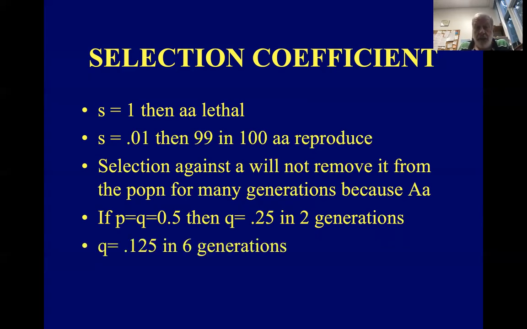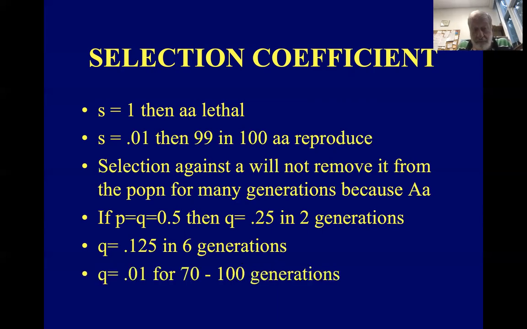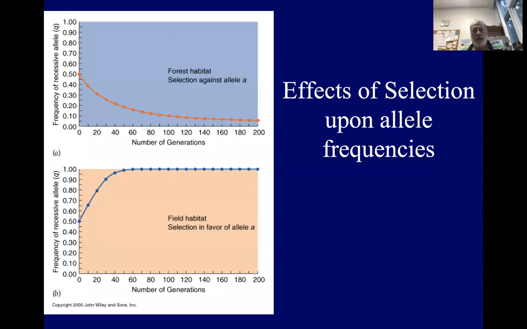As we can see here, in 6 generations, it can drop from 0.5 to 0.125, 50% down to 12.5%, in other words, but it can hang out at a frequency of about 1% for 70 to 100 generations, again, in that heterozygote refuge. So that's what this graph shows at the top there. We're starting at 0.5, selecting against little a, and then for 200 generations, it's still there, albeit at a low frequency. Now, if we want to select for it, we can bring it to fixation in about 40 generations, as the lower graph shows you. So that means by generation 45 or so, everybody's little a, no more big A left in the population.